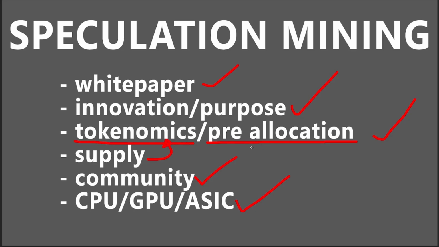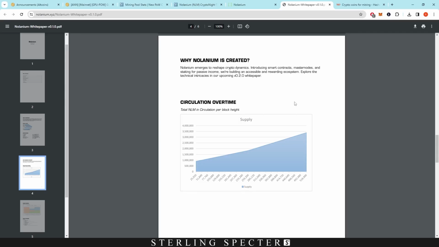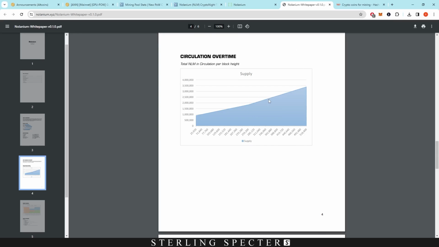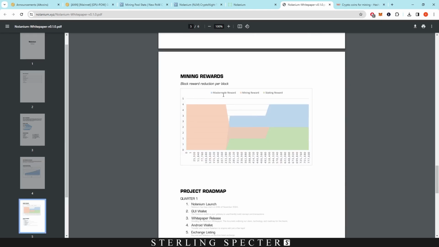Now, there are some pre-allocations that are good where it has unlocks and stuff like that. For the most part, pre-allocation is not what we're looking for. So let's just say that the pre-allocation was good. Let's look into the tokenomics. So the supply, as you can see here, is just ramping up. Total NLM in circulation per block height. So this is just showing the supply per block height. And then it's showing the mining rewards.